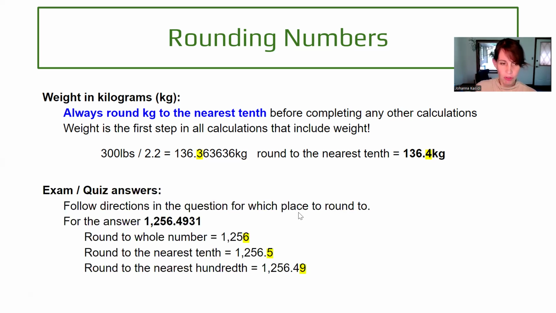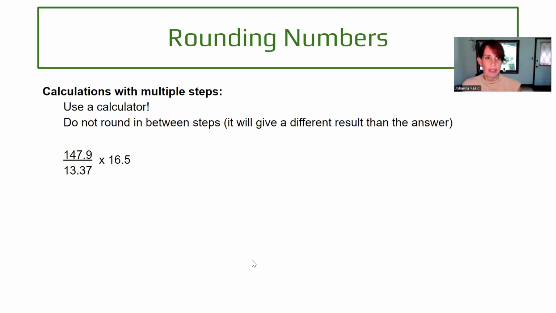For exam questions for rounding, just always follow the directions. We're going to tell you to round. If we don't say round, then don't round. But if it says round to the nearest whole number, that would be here. Round to the nearest tenth would be 1,256.5, because this 9 is a 5 or higher. And round to the nearest hundredth would be 49, because this is a 3, so the 9 stays as a 9. That is rounding.